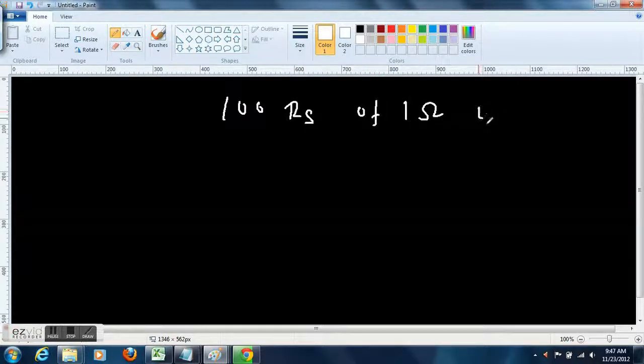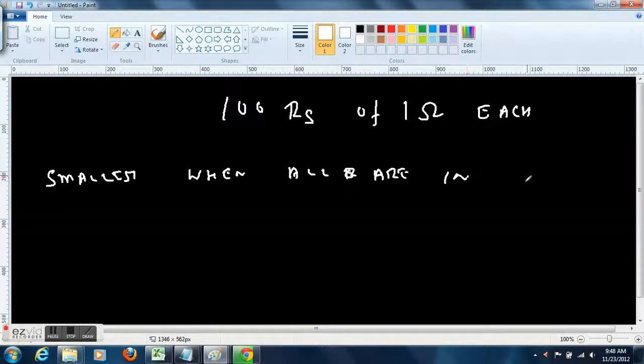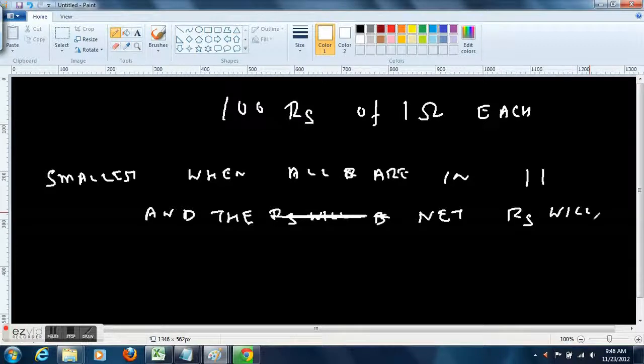That means 100 resistances of 1 ohm each. So the smallest resistance is possible when they are all connected in parallel, and the formula to get the net resistance is the value of a single resistance divided by the number of resistances. So the net resistance will be the value of a single resistance, that is 1 ohm, divided by the total number of resistances, which is 100. So it will be 1 upon 100, that means 0.01 ohm.